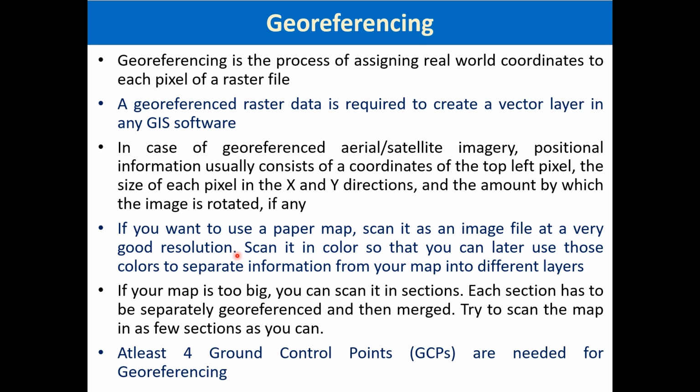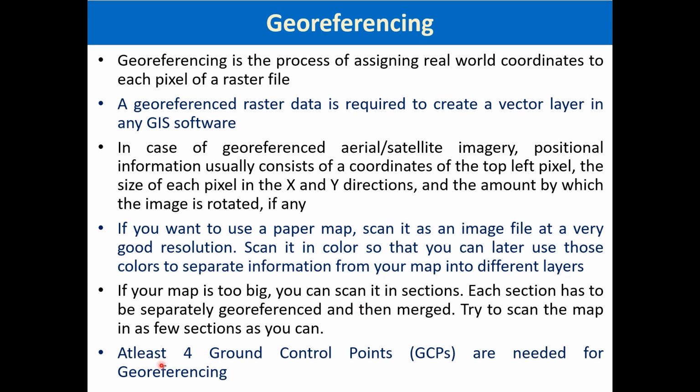And if your map is very big, then you have to scan it in sections, and each section has to be georeferenced separately. Once you scan, it becomes a raster layer, and then you georeference it, and then you have to merge them. Try to minimize the number of sections. If you can scan the whole map in one go, it would be better.